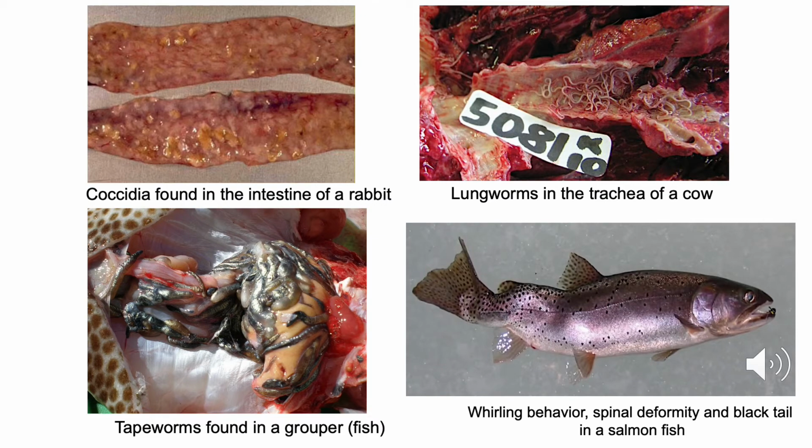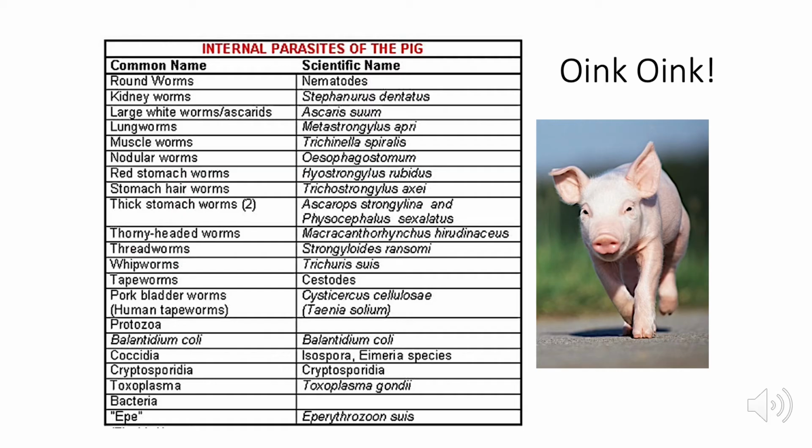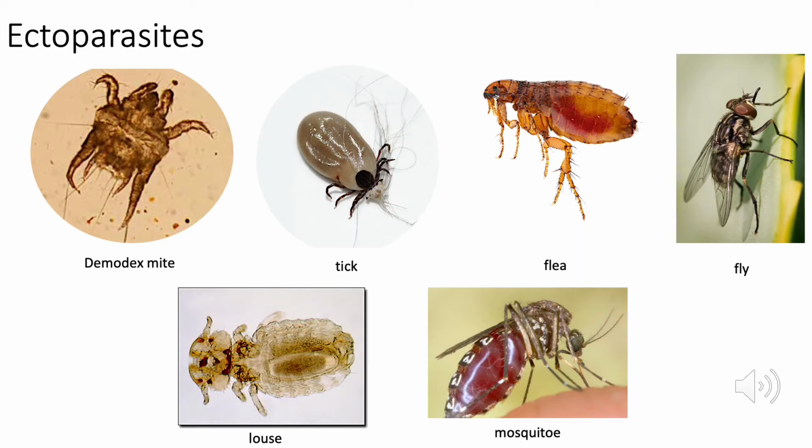These are some of the clinical cases of endoparasitism, such as coccidiosis in a rabbit, lungworms in the trachea of a cow, tapeworm in a fish, and Whirling disease in a salmon fish. And a long list of endoparasites that you may find in a pig. Next, we shall move on to the ectoparasites.